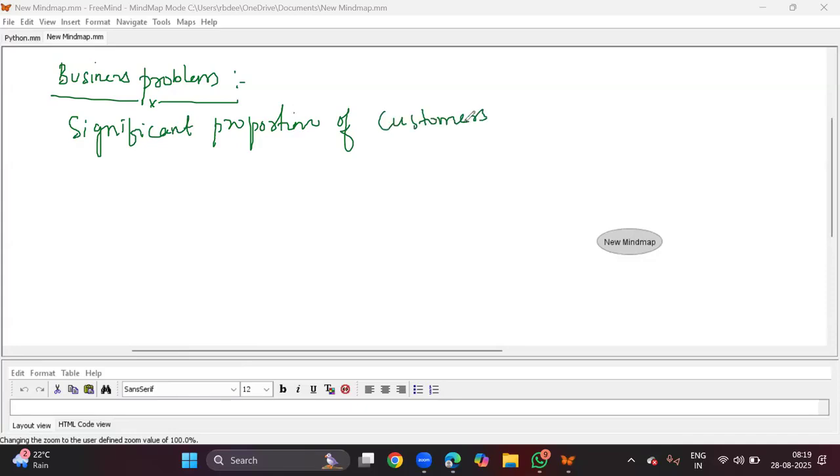Significant proportion of customers are not repaying loan on time. This is a problem. So he wants to know if a customer is applying for a loan, whether he is a good customer or a bad customer, whether I have to approve a loan to him or not. I have to approve or disapprove the loan.